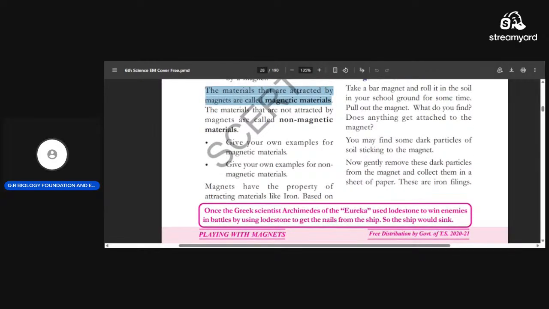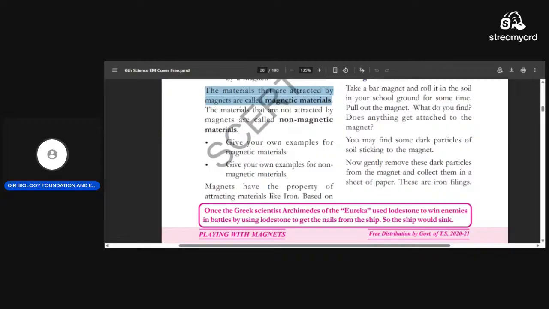Give your own examples for magnetic material. Okay. What are attracted by the magnet? Those are magnetic material. So in your classroom, in your house, the things which are attracted by the magnet, you can write those names. Those are magnetic material. And give your own examples for non-magnetic material. So which are not attracted. So I am going to give you some examples.